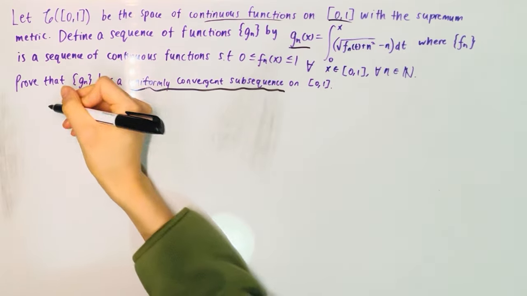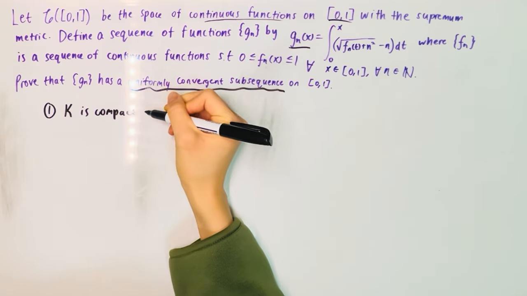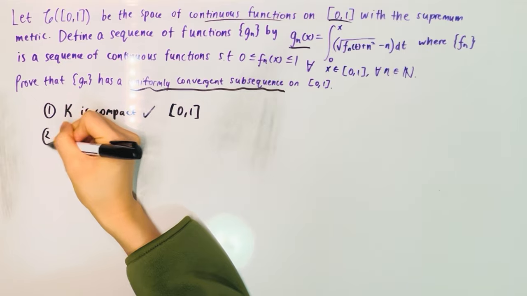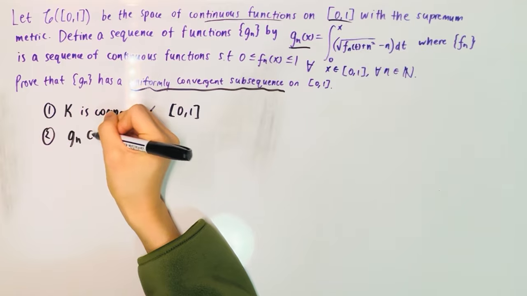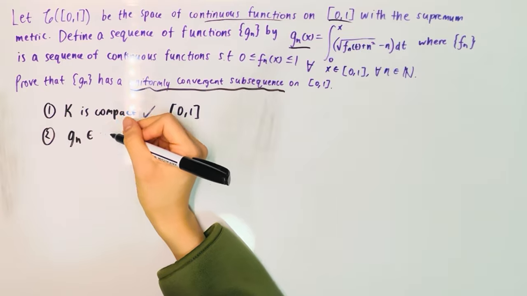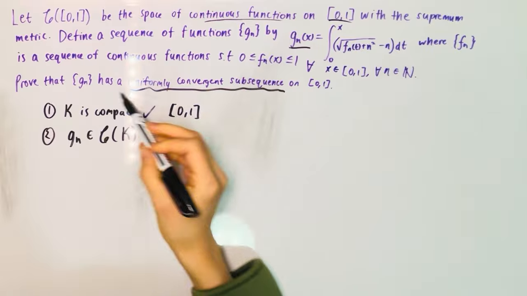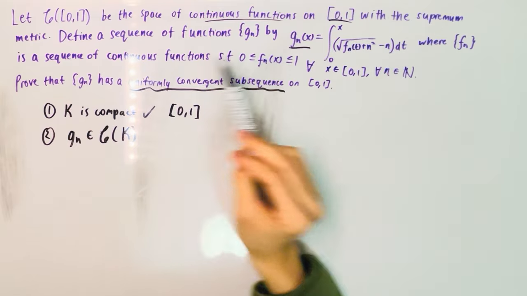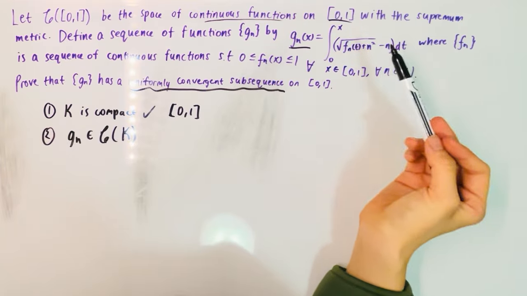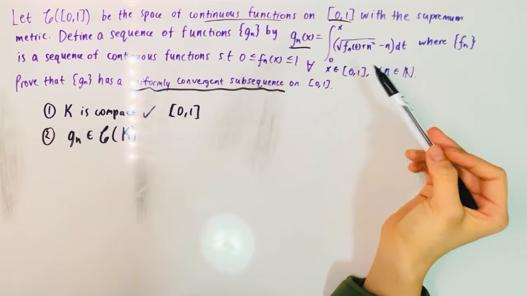Well, we know that K is compact. That's true, [0, 1] is compact. And then next, we know that G sub n is the set of continuous bounded functions with domain [0, 1] because f is bounded, it's continuous, and it's on [0, 1]. When we integrate that, by the fundamental theorem of calculus, we'll also get that G sub n is complex valued, continuous, and bounded with domain [0, 1].